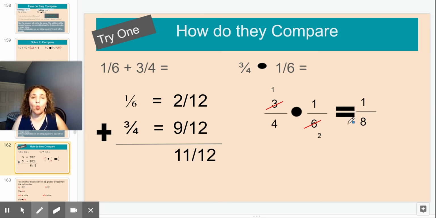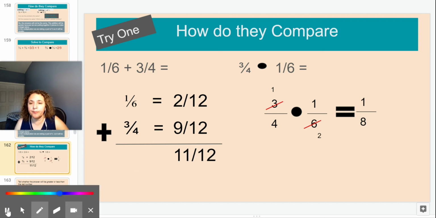Notice 1/8 is way smaller than 11/12ths. 11/12ths is really close to a whole, right? You're one away to make a whole. You need one more 12th to make a whole. So 11/12ths is bigger.